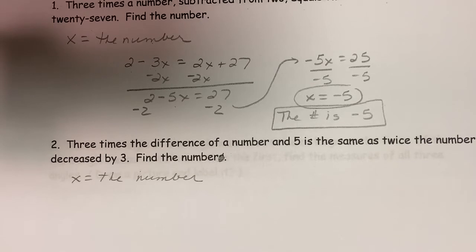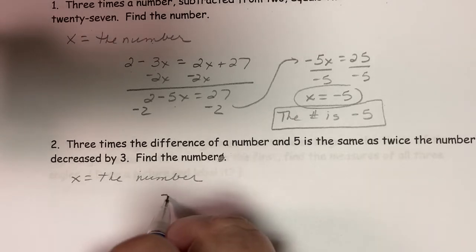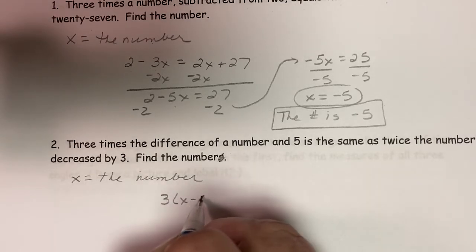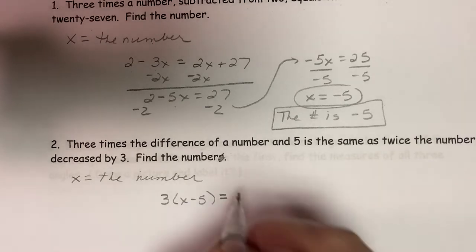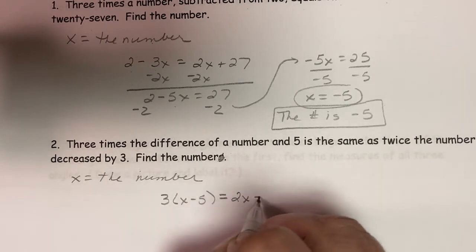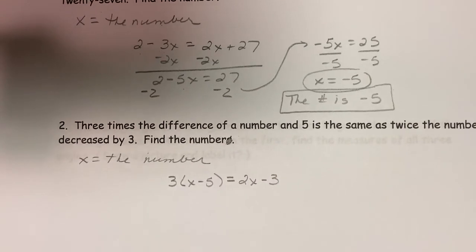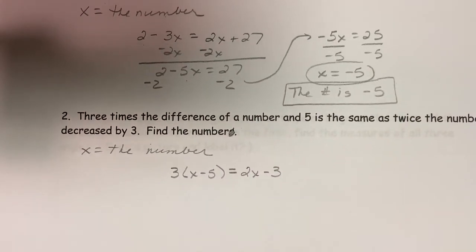So why don't you go ahead and translate number 2 into an equation by pausing the video and then come back and see if you're right. All right, so 3 times the difference of a number and 5 means we're going to take that difference and multiply it by 3. So it has to be in parentheses. Is the same as twice the number decreased by 3. Decreased means you're going to subtract 3 from it. So there's our equation. Hopefully you got the same thing.